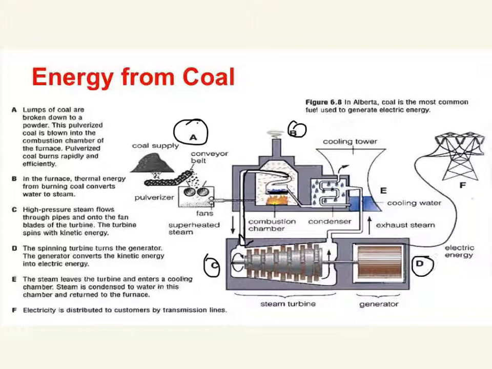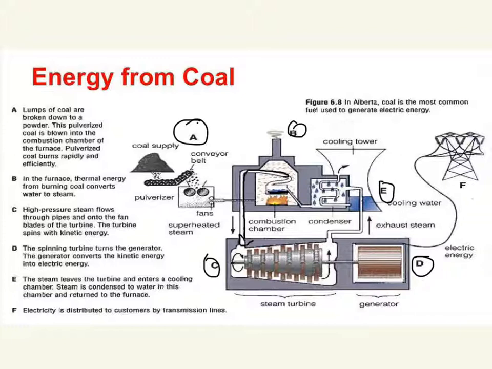Then we go to D. The spinning turbine turns the generator. The generator converts the kinetic energy into electric energy. So again, we have that input energy, the converter, which is the generator, and it converts the input energy into electrical energy.